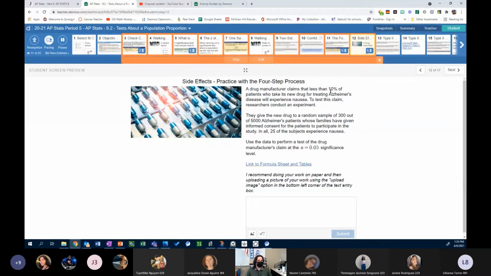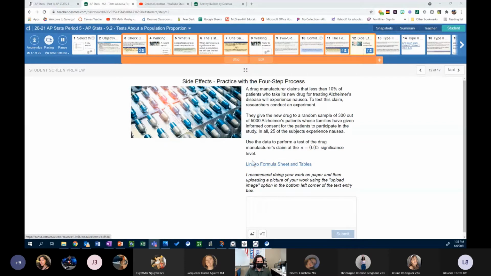A drug manufacturer claims that less than 10% of patients who take its new drug for treating Alzheimer's disease will experience nausea. To test this claim, researchers conduct an experiment. They give the new drug to a random sample of 300 out of 5,000 Alzheimer's patients whose families have given informed consent for the patients to participate in the study. In all, 25 of the subjects experienced nausea. Use the data to perform a test of the drug manufacturer's claim at the alpha equaling 0.05 significance level.